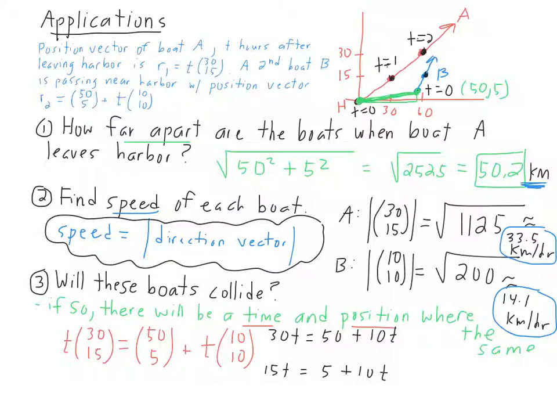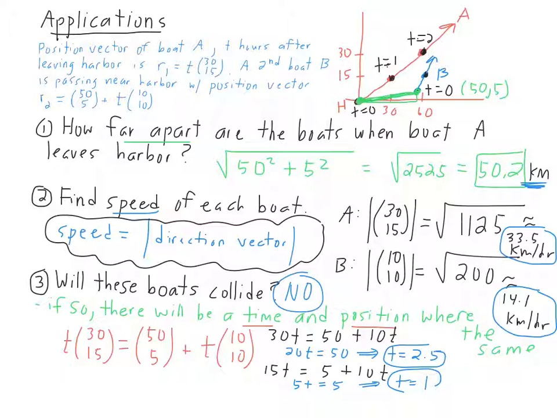Let's see what happens when we solve each of these for t. As you can see here, if we solve these equations individually for t, we have different time values. That means they're never going to collide; they're never going to be at the same position at the same time. So will these boats collide? The answer would be no. If we got the same t value, like t equals 3, that would mean that after 3 hours they'd be at the same position. This is showing that there is no time value where they'll be at the same position, so therefore they will not collide.